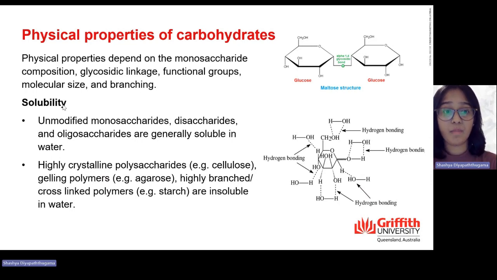So the first physical property that we talk about is the solubility. Unmodified monosaccharides, disaccharides, and oligosaccharides are generally soluble in water. In this diagram below, you can see these carbohydrates, they can form hydrogen bonds with water so that they are soluble in water. However, highly crystalline polysaccharides like cellulose, or gelling polymers like agarose, or highly branched cross-linked polymers like starch, these are insoluble in water.